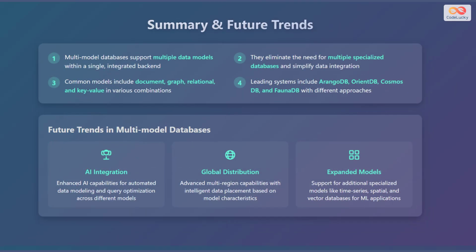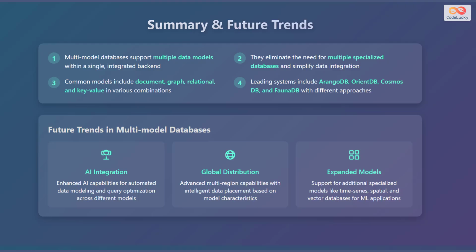In summary, multi-model databases support multiple data models within a single integrated backend. They eliminate the need for multiple specialized databases and simplify data integration. Common models include document, graph, relational, and key value in various combinations. Leading systems include ArangoDB, OrientDB, Cosmos DB, and FaunaDB, each with different approaches.